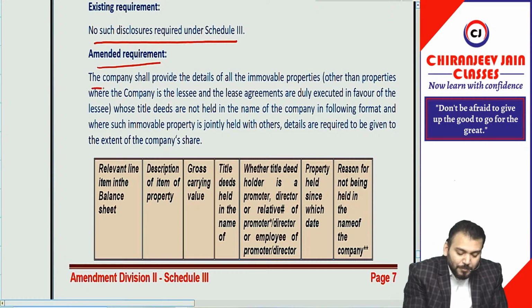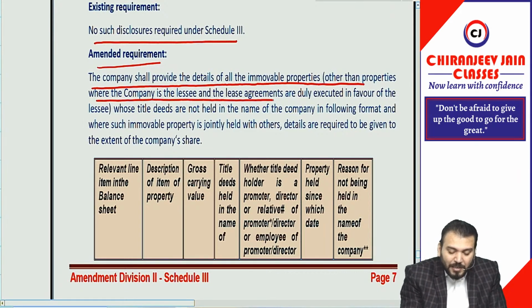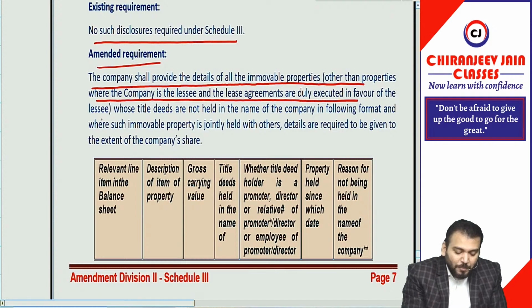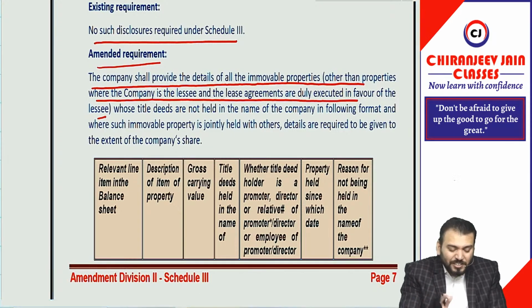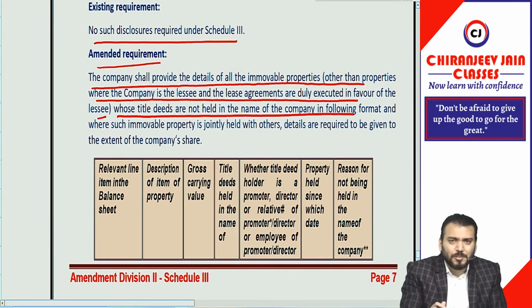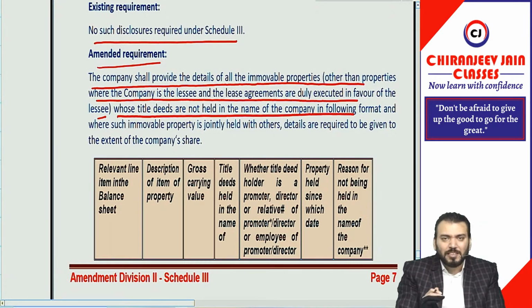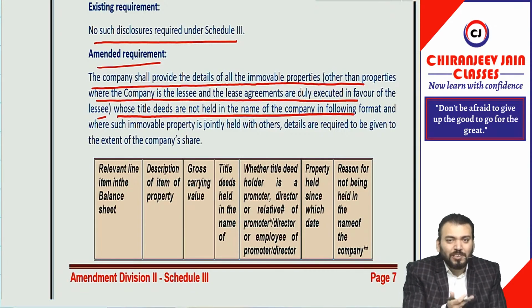So they say the company shall provide the details of all immovable property, other than property where the company is the lessee and the lease agreements are duly executed in favor of the lessee. Means other than when the company is a lessee. We need to ignore the lease transactions. Why? Because of course we are using ROU asset, but the title deed will be in the name of the lessor. So they said ignore these transactions.